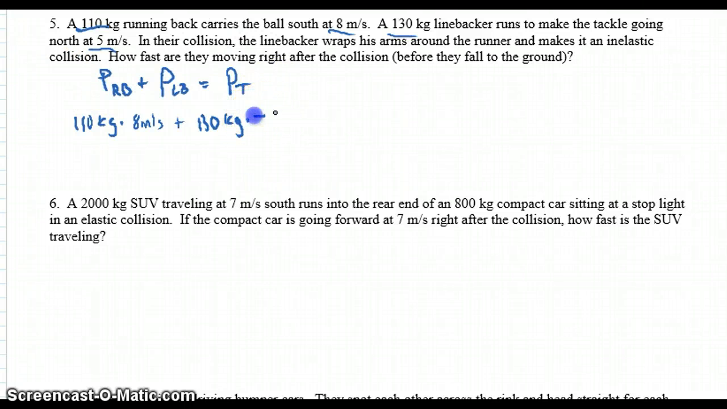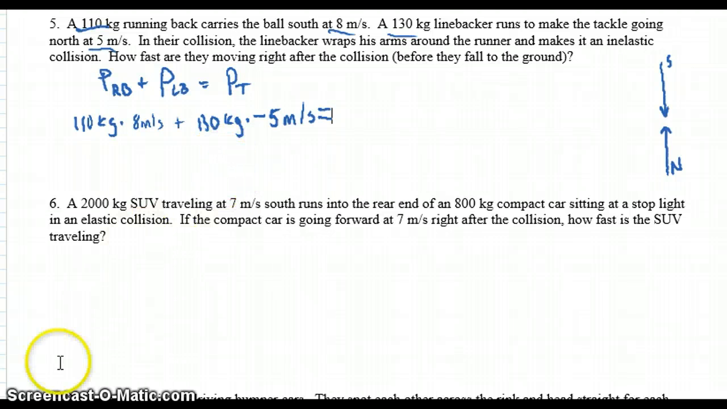So we'll give this a negative 5 meters per second because one is coming this way, heading south, and the other is coming this way, heading north. So they're opposite directions. We have to indicate that with a negative sign on one of their velocities. It won't make a difference which one, but it has to be there on one of them. All right. So this is going to be our total momentum right here.